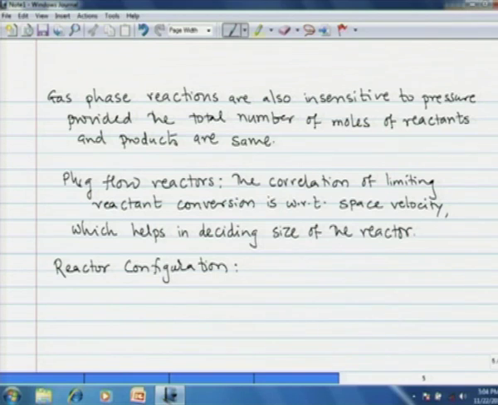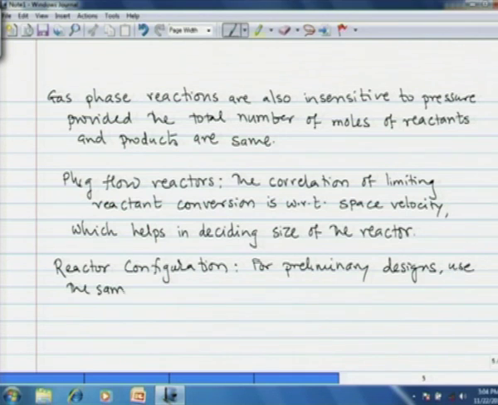Now, when we are at the very initial stage of the design, going into such complexities is not possible because of a lot of information that is needed for making such a decision. So, the best idea would be, for initial stages of the design, consider the same reactor configuration as considered by the chemist while inventing the process. So, that point we note. For preliminary designs, use the same configuration as used by the chemist.